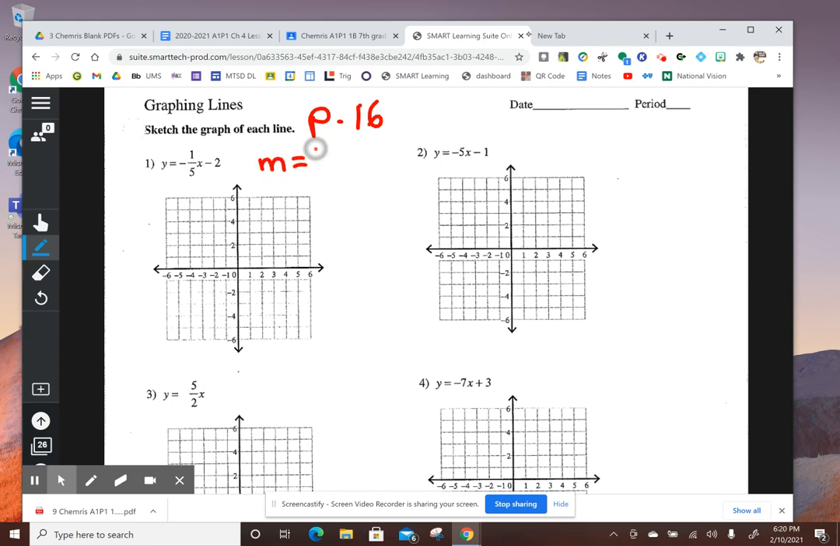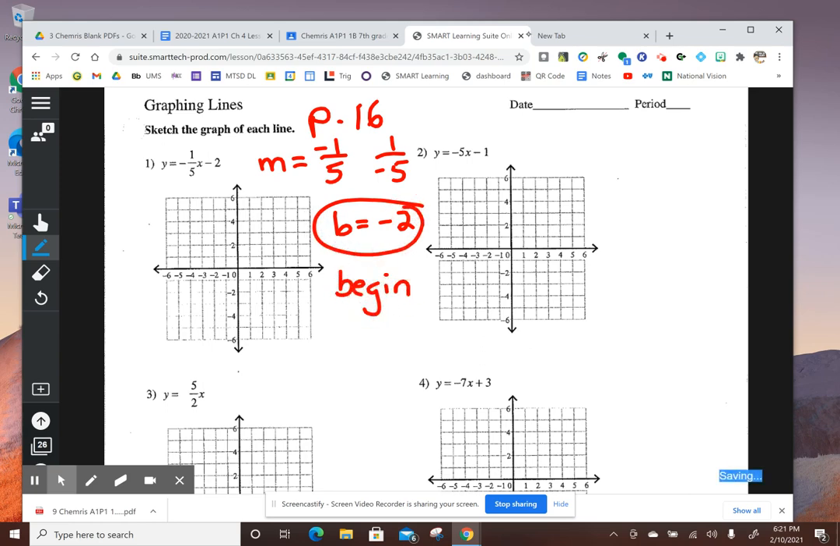Now this is -1/5. Remember, the negative can either go in the numerator or it can go in the denominator, right? And b equals -2, and we circle that, and that's where we begin. Okay, so we begin on the y-axis, because this is the y-intercept at -2. Now, this is my rise, and this is my run. So I can either go down 1 over 1, 2, 3, 4, 5, or I can go up 1 and -1, 2, 3, 4, 5. And then I connect the dots, and that's my line.